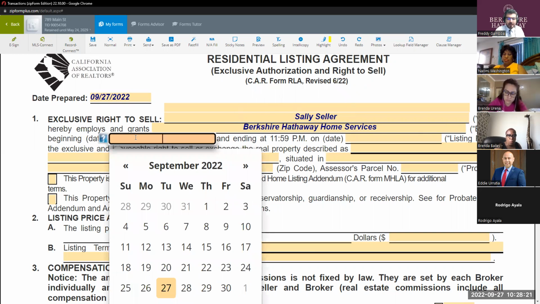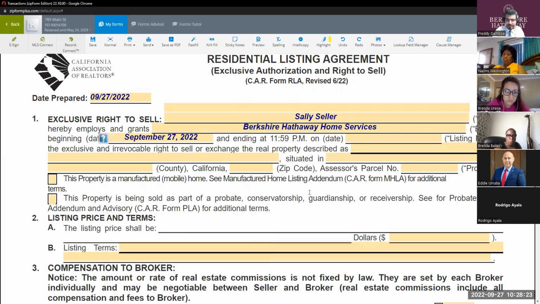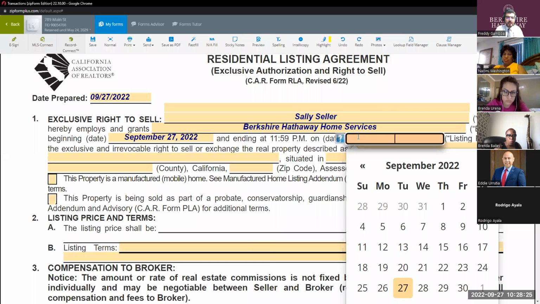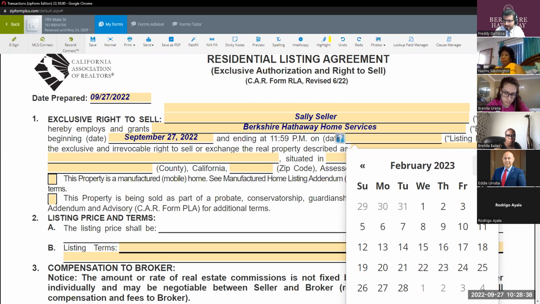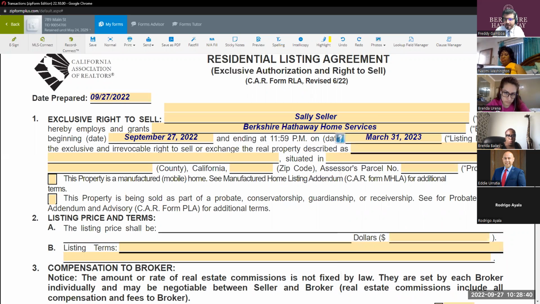Now, today's date, you could start with today's date, and usually listing contracts last a 6 months listing period. So this is going to take us all the way into March 31st.